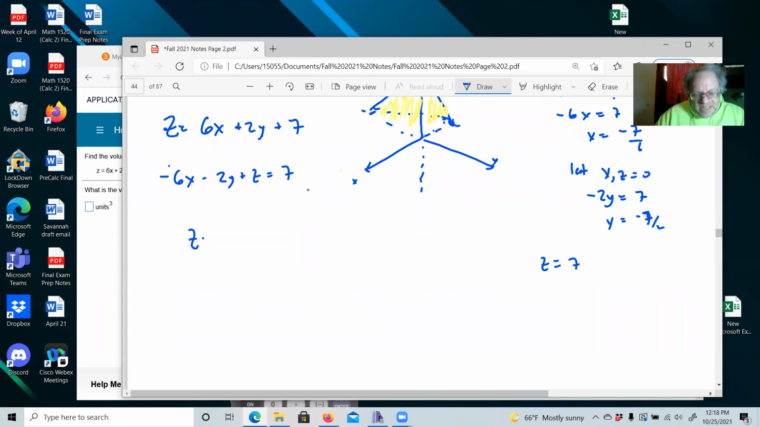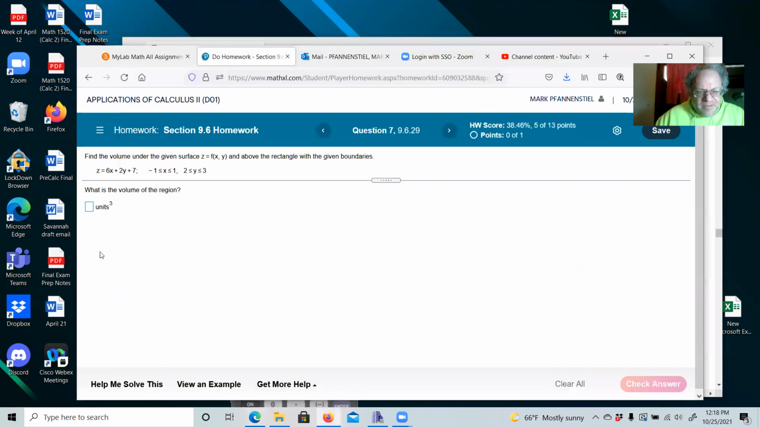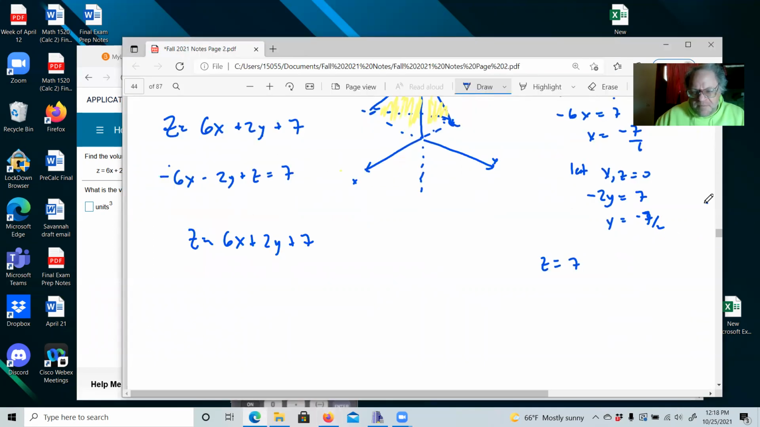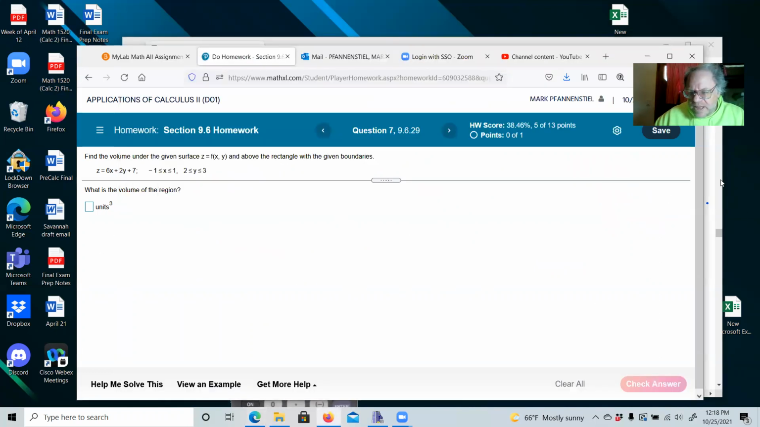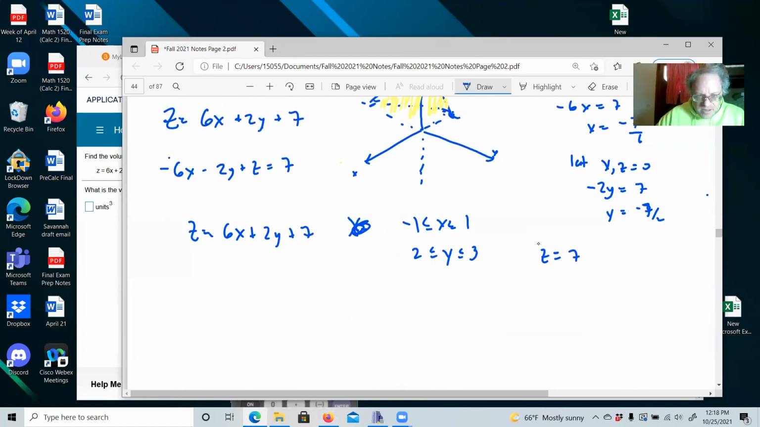All right, just to give you a geometric sense of what we're looking at here: we have z equal to 6x plus 2y plus 7. And what do we have? X goes from -1 to 1, and Y goes from 2 to 3. Okay, and it's completely up to us. It doesn't matter which one you pick. We're kind of screwed either way.